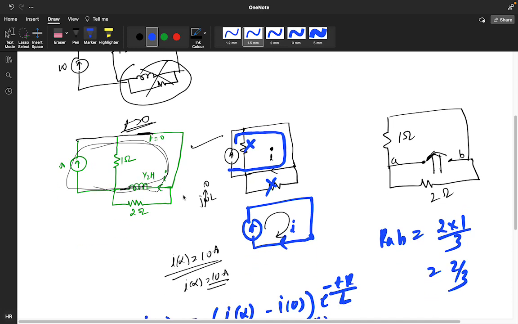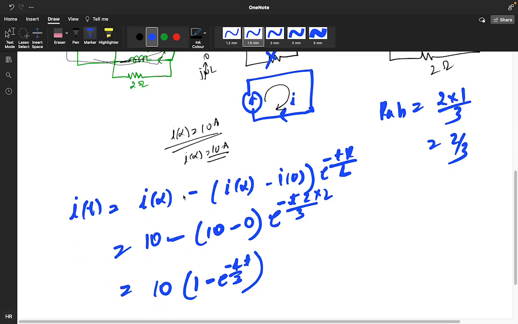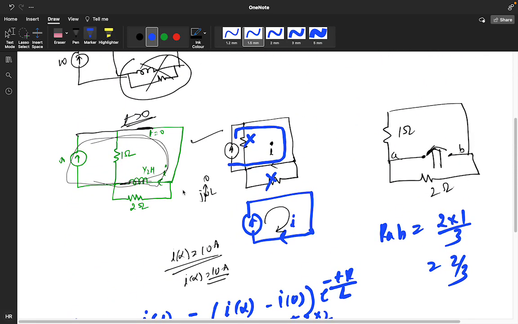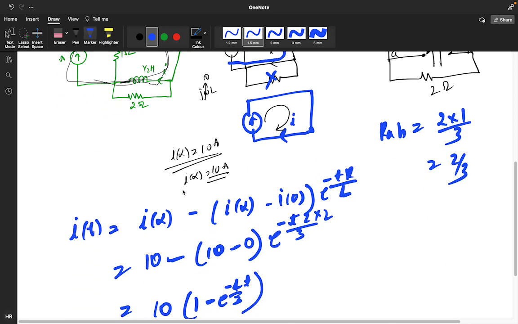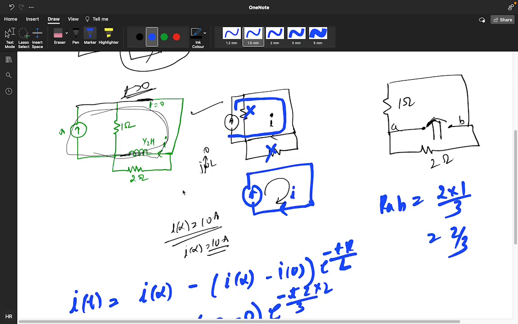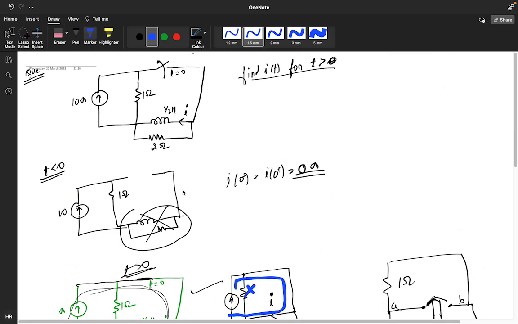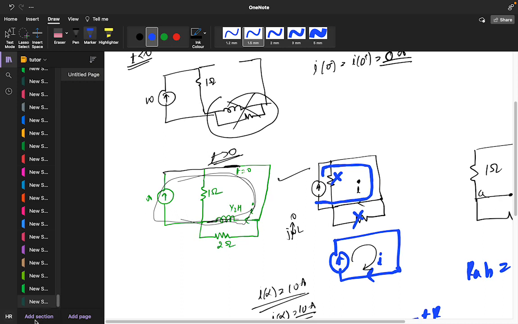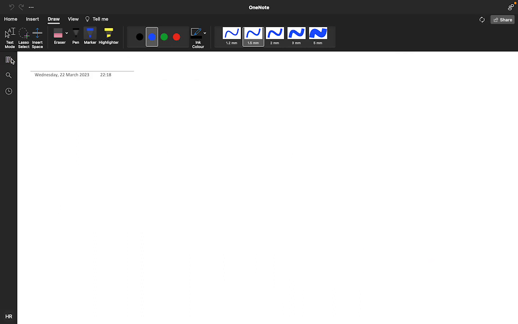So this way we can solve our inductor and capacitor part. So it's not a very difficult thing. It's the easiest part of the chapter. And if I'm giving you one question, suppose we have one question.